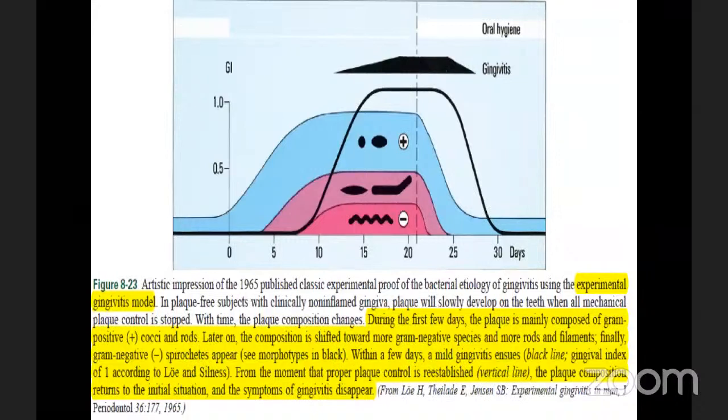Within a few days, a mild gingivitis ensued. This black line shows the increase. On the 20th day, the moment proper plaque control is re-established, at this vertical line, the plaque composition returns to the initial situation. This shows that gingivitis is a reversible condition, and the gingivitis disappears. This is the classical study by Löe, Theilade, and Jensen, published in 1965 in the Journal of Periodontology.